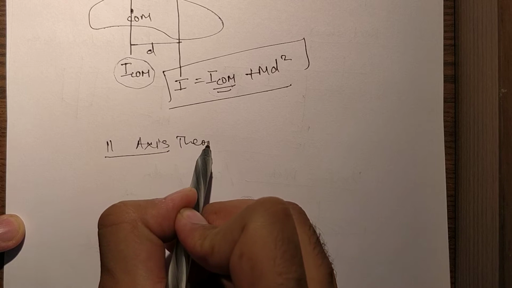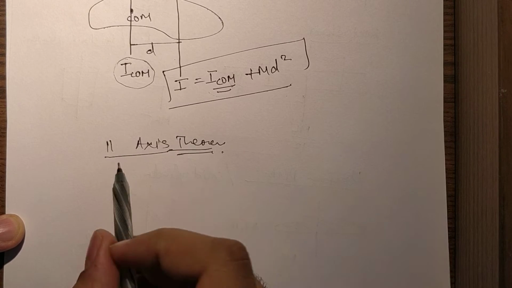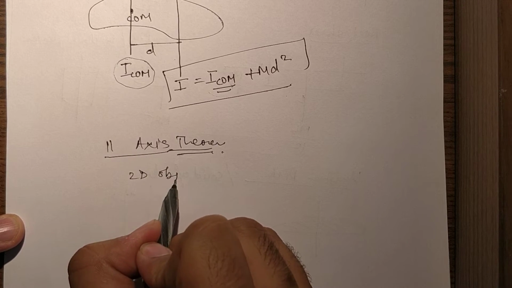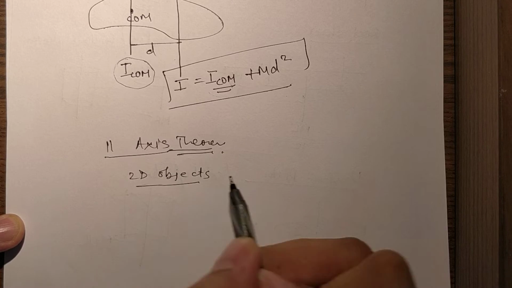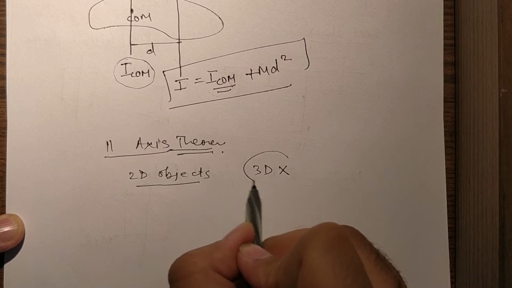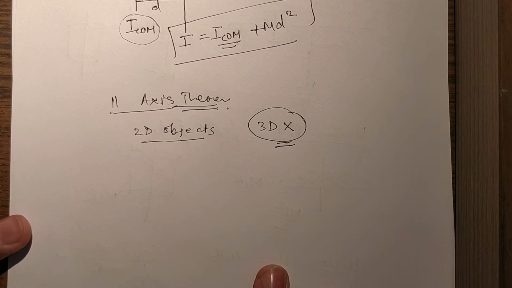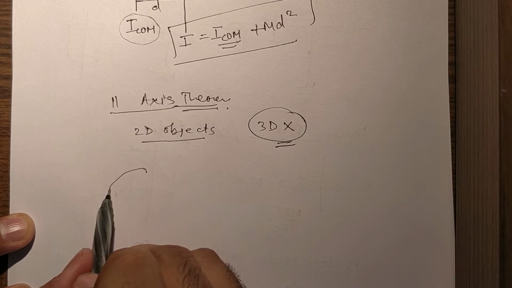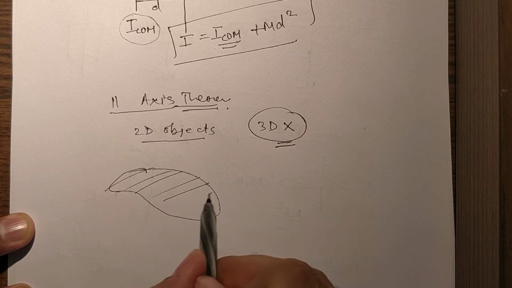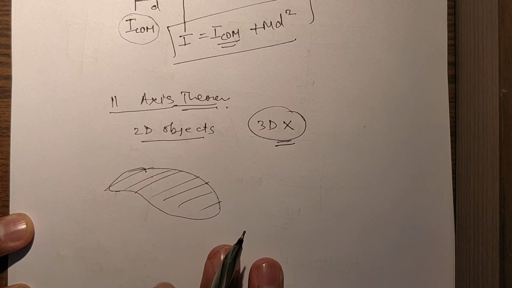Now parallel axis theorem, keep in mind, it is only applicable for 2D objects. That means planar objects. It is not applicable for 3D objects. This is the important constraint. Okay, now what it says is, suppose you have this planar plate. This plate is present on the xy axis.